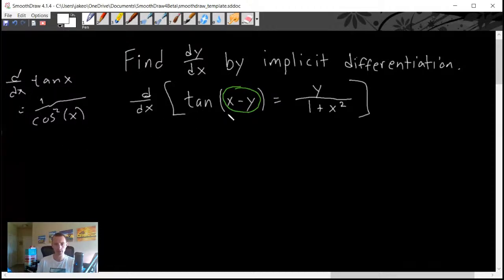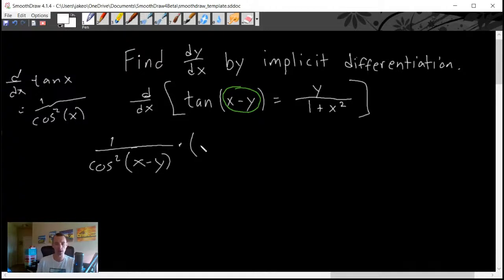So derivative of the outside, leave the inside function alone. So the derivative of our tan function, leave x minus y as our inside function. So the derivative of the tangent piece is going to give us 1 over cosine squared of whatever our inside function is. So in this case, we're going to have 1 over cosine squared of (x minus y), because by the chain rule, we need to leave our inside function as our inside function. And then we multiply that by the derivative of our inside function, the derivative of x minus y.